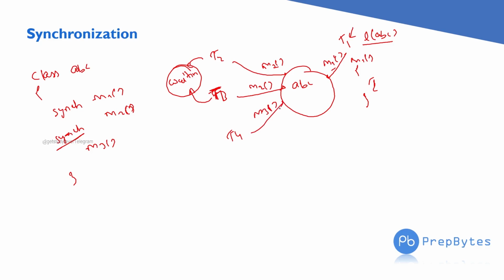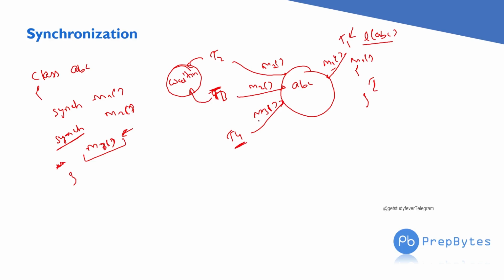Now think what will happen. Will it be able to execute M3, or will it be sent to the waiting state again? Pause the video and think about it. Okay, so I hope you paused the video. M3 is not a synchronized method, so a thread does not need any lock to execute M3. So T4 will be allowed to execute M3.